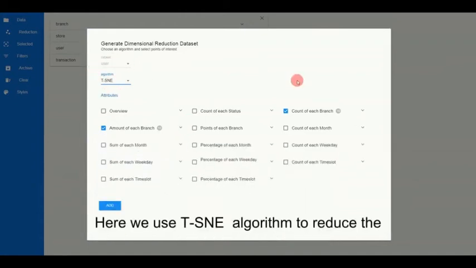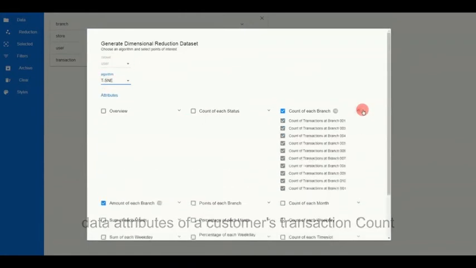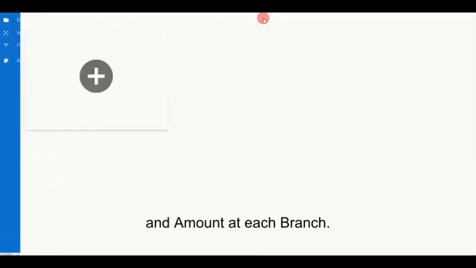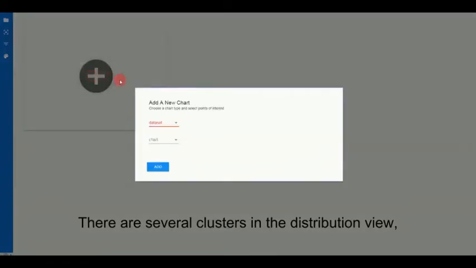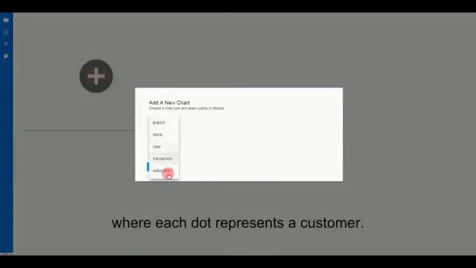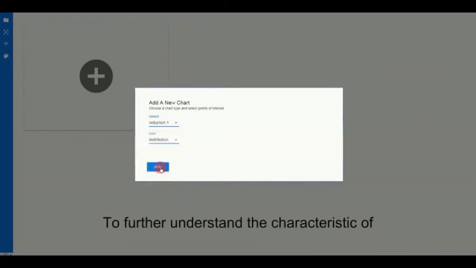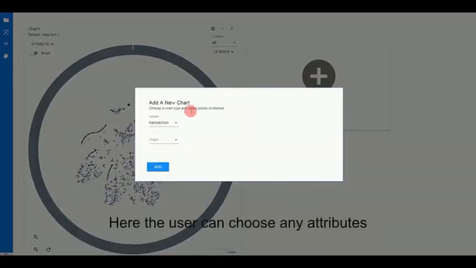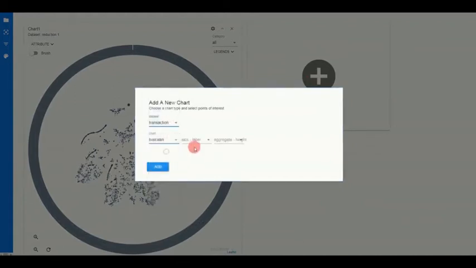Here we use the TSNE algorithm to reduce the data attributes of a customer's transaction count and amount at each branch. There are several clusters in the distribution view, where each dot represents a customer. To further understand the characteristics of each cluster, we add a bar chart showing the transaction count grouped by every branch's ID. Here the user can choose any attributes they want to observe.